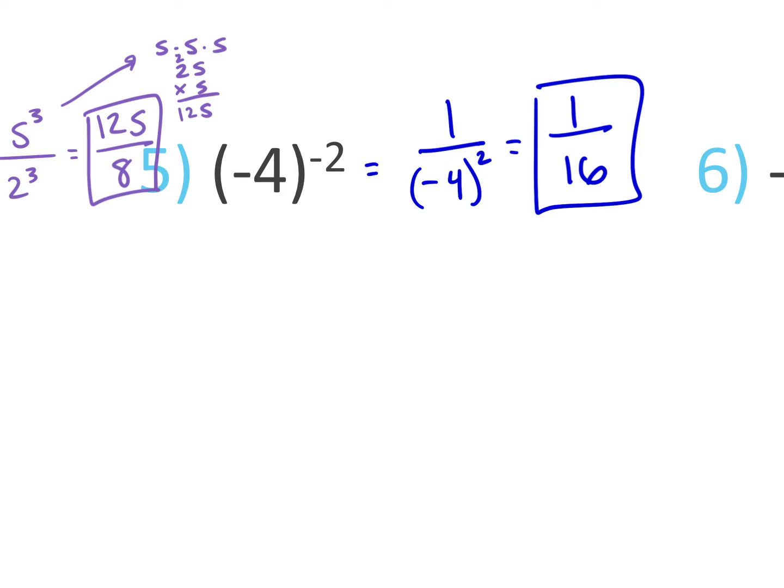So that negative 4 is getting squared. So it's like negative 4 times negative 4, which becomes positive 16.